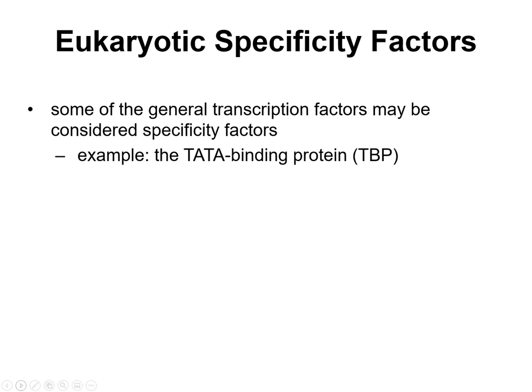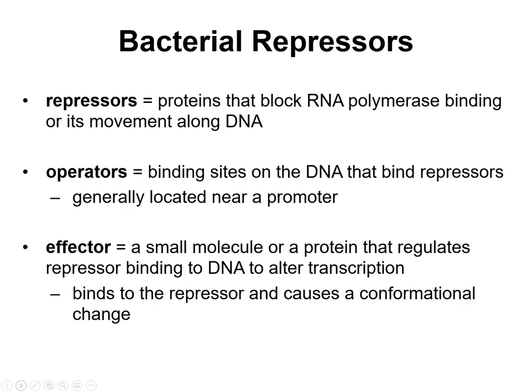Now there are some eukaryotic specificity factors. We don't really think about them in that way, like bacteria, but some of the general transcription factors can be considered specificity factors. And one example of that would be the TATA binding protein, TBP. Bacteria also use repressors. And you'll see that we use very similar mechanisms, but just the chemistry looks different.